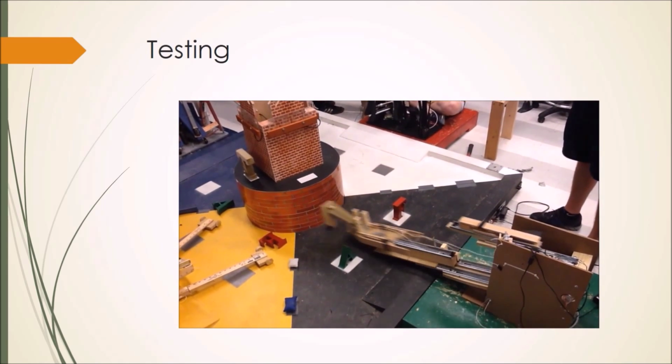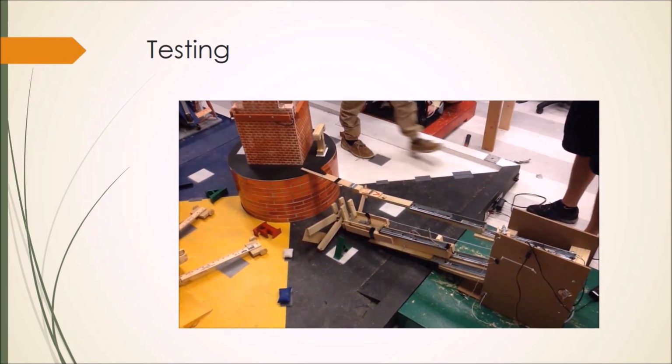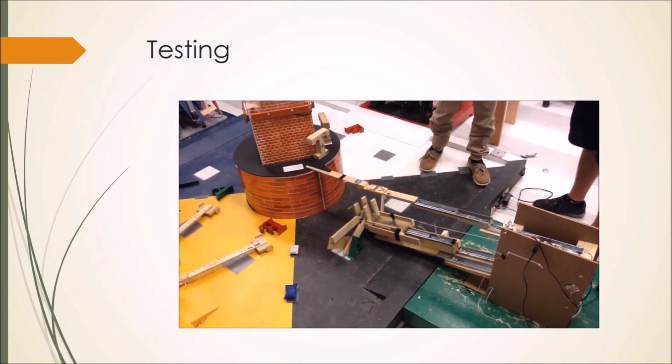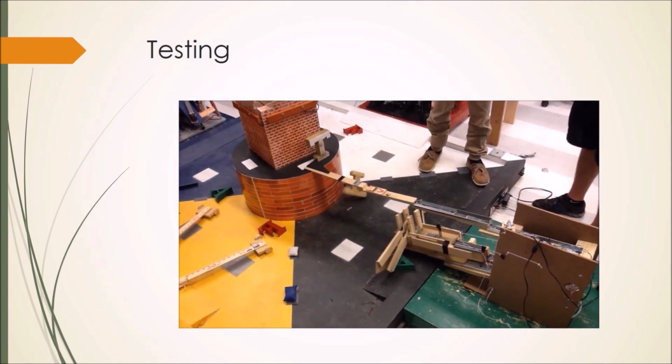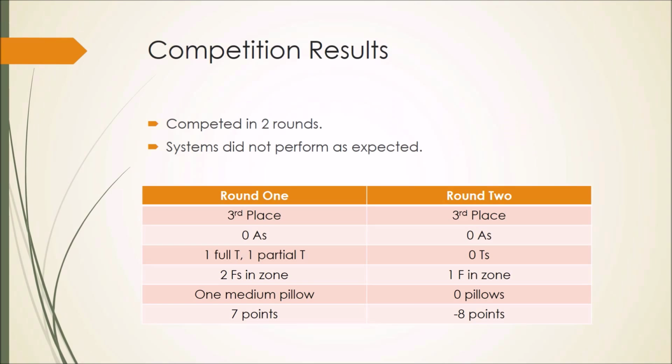Seen here is a video of one of our machine's test runs. As you can see, the F is completely knocked from the zone. Then, the A is successfully brought onto the transcript, and all T's that pass the arm are knocked into our team's zone. The machine did not perform as expected during the final competition due to various reasons. As a result, we were eliminated after 2 rounds.